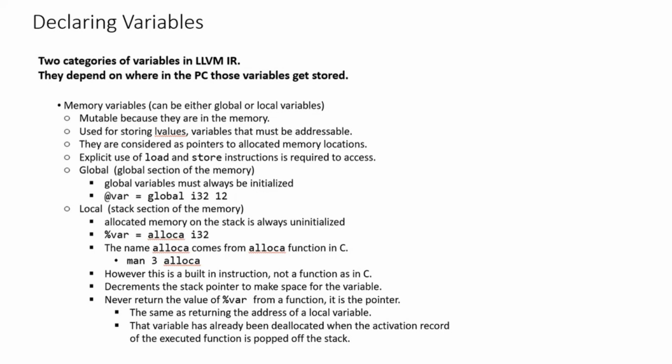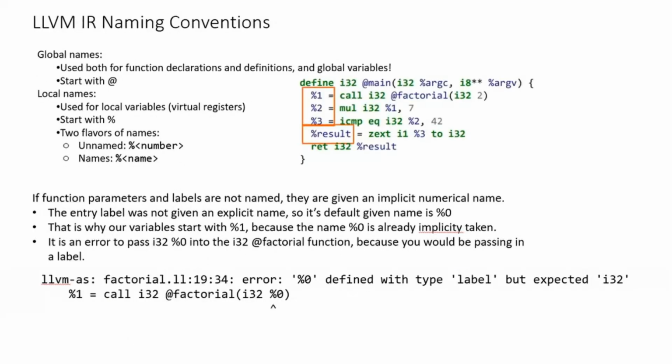An interesting point to note is that allocated variables on the stack, they are automatically wiped out when that function returns. So that variable has already been deallocated when the activation record of the executed function is popped off the stack. So that's why you should not return the pointer to the allocated location in the stack memory. That's a common bug that beginners have.